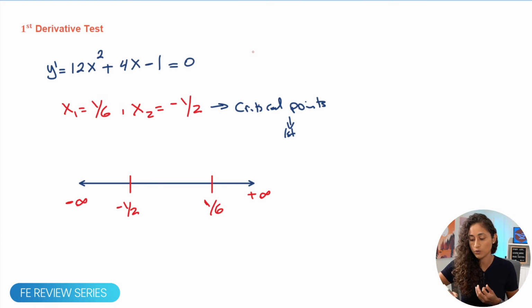And so what we usually do is we pick any number between minus infinity and minus 1/2. So let's just do minus 1. So if we take minus 1 and we plug it into our y prime equation, right?